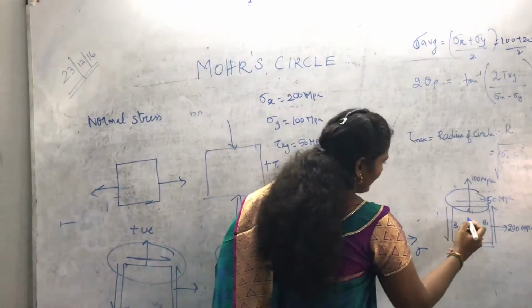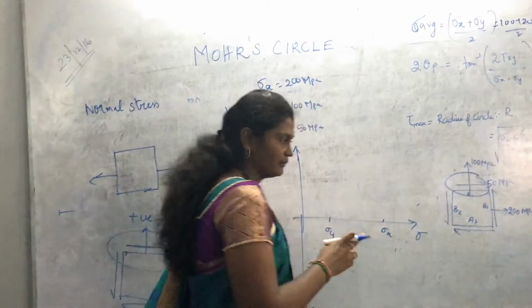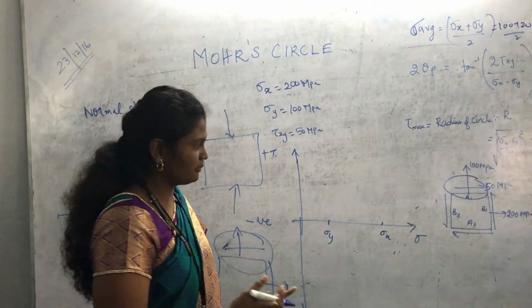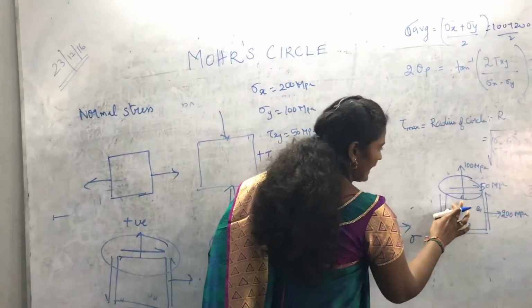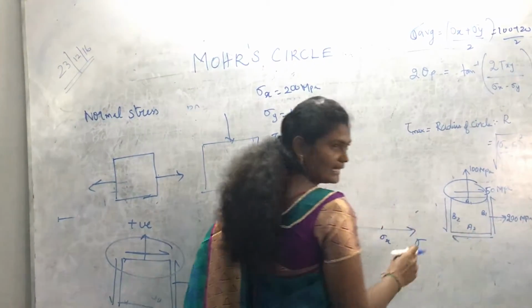Now I have distinguished some planes, that is A1, B1, A2, B2. Why I have named these is to distinguish each plane. Now let me take A1 and B1. Now what is A1? We need to write the coordinate of this axis.